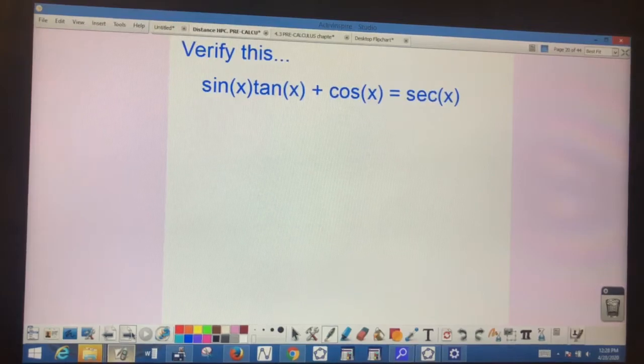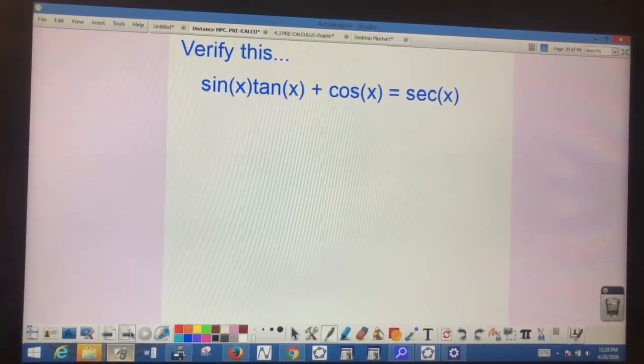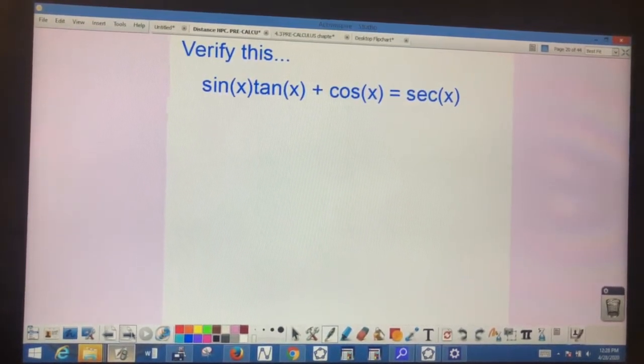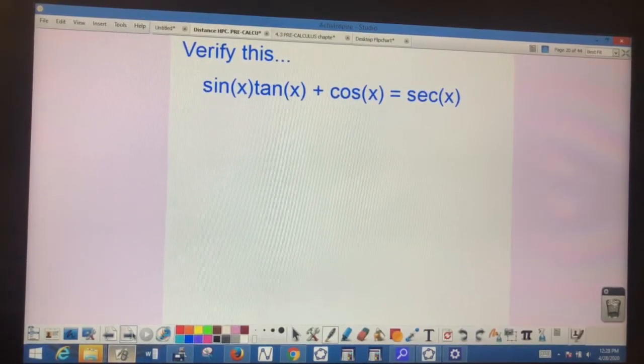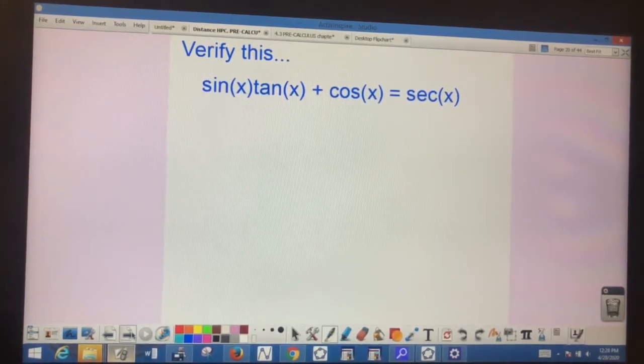Going through some samples on how to simplify your trig functions or expressions using your basic fundamental trig identity, which is the Pythagorean theorem: cosine squared plus sine squared equals 1.